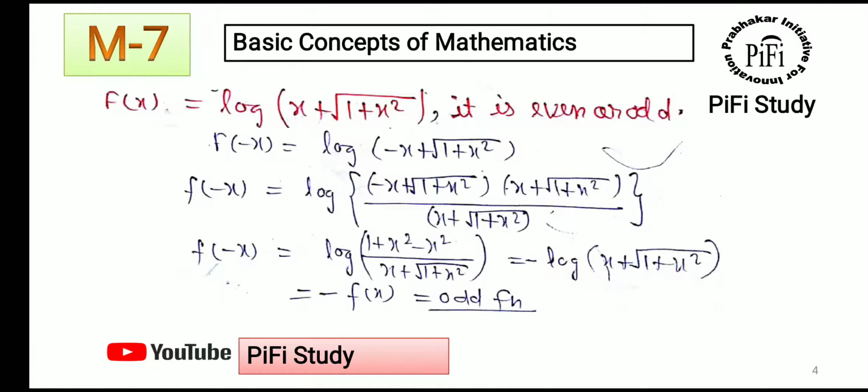This term is multiplied by x plus root 1 plus x square in both numerator and denominator. So you will get log 1 plus x square minus x square over x plus root 1 plus x square, which is equal to minus log x plus root 1 plus x square. So you will see that the negative sign comes out from this function. So this is minus fx. So this is an odd function.